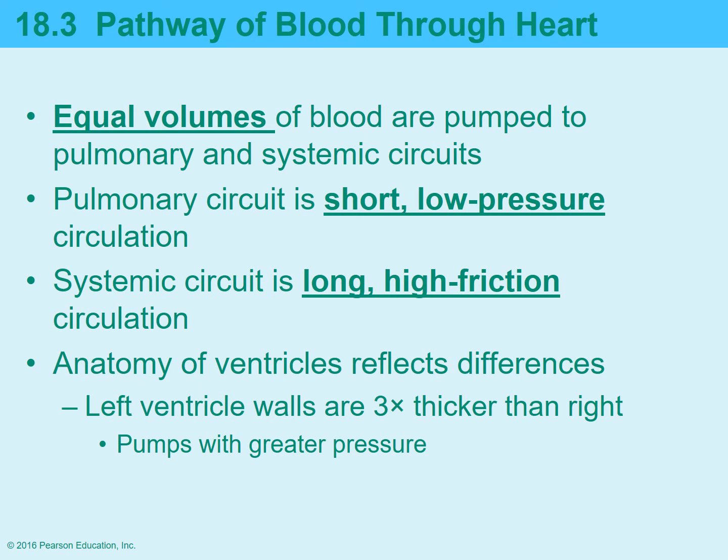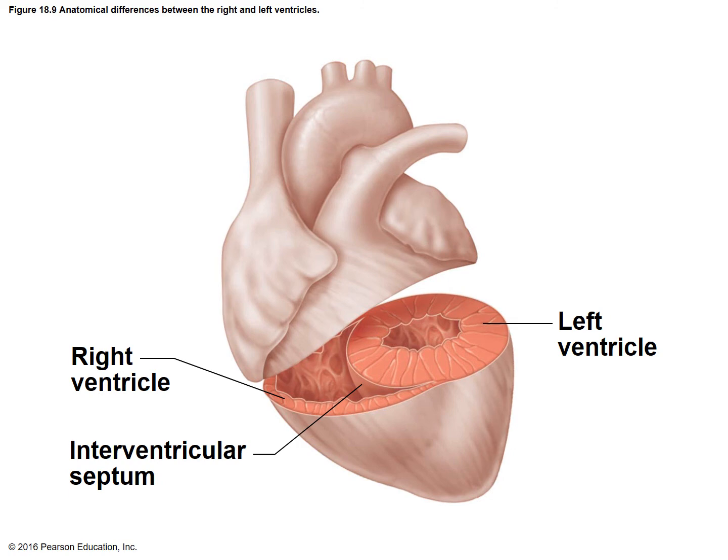The systemic circuit is very long and high friction. So the ventricles are going to reflect that. Like I said earlier, that left ventricle wall is much, much thicker than the right side because it has to, as you can see here.